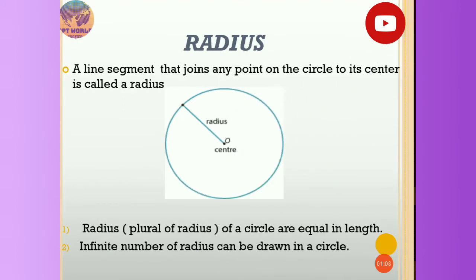Radius. A line segment that joins any point on the circle to its center is called a radius. The radii of a circle are equal in length. An infinite number of radii can be drawn in a circle.